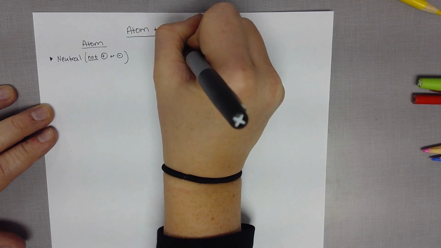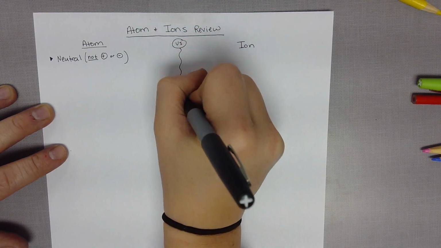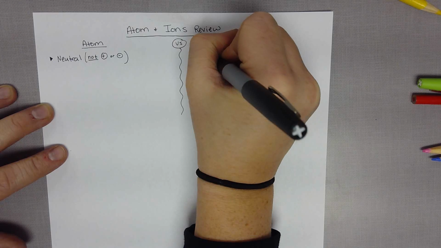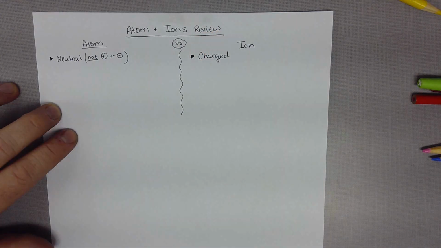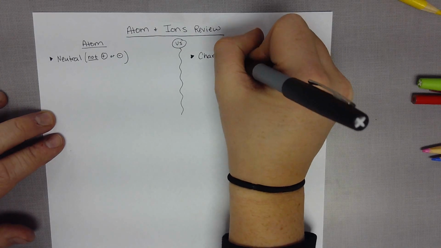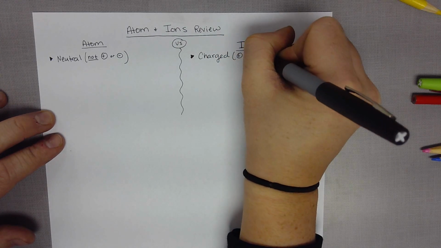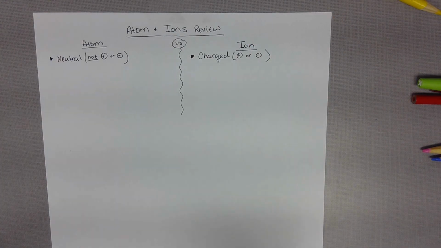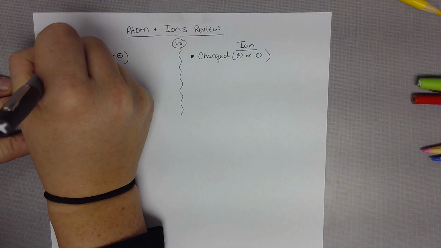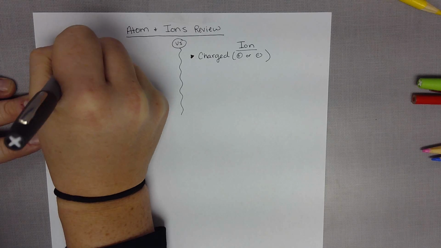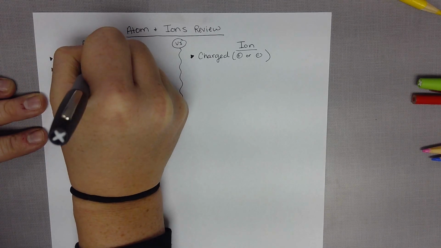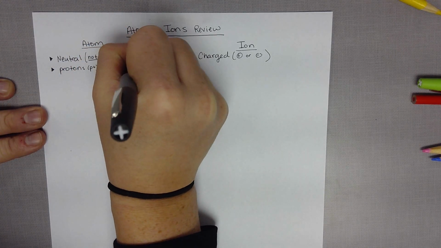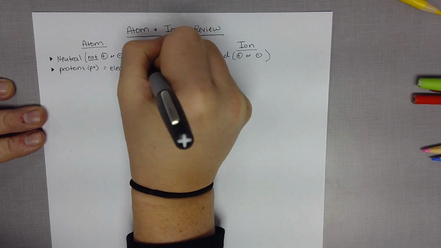Compare that to an ion, which is charged. So it's not neutral. It has a positive or a negative trait. The reason we have these differences is in an atom, our positive particles, which are protons, are equal to our negative particles, which are our electrons. So everything is balanced out.